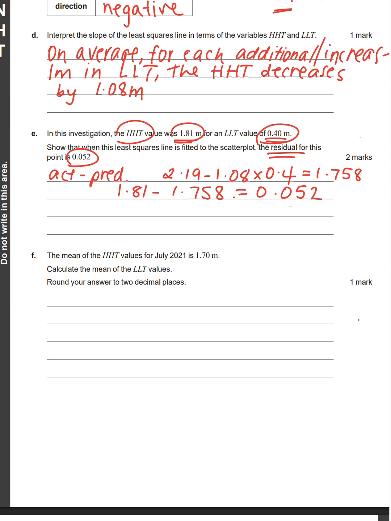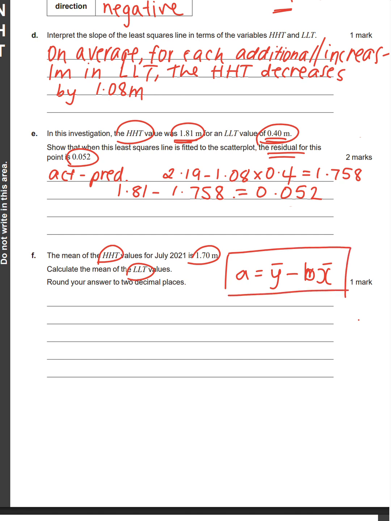Okay, the mean HHT values is that. Calculate the mean of LLT. Now, in this case, we're not actually given the HHT or the LLT, so we have to find another way to do this. The way that we're going to do it is we're going to use our formula. So A equals the mean of Y minus B, mean of X. Now, this formula and the one for B is really, really important that we have them written somewhere that's really easy to access because they have been popping up more and more in exams.